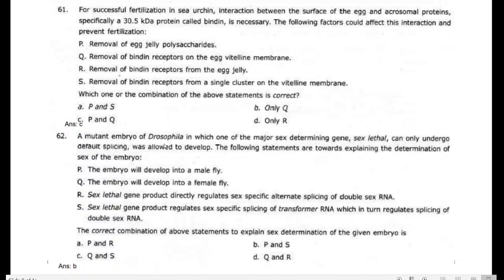The next question: a mutant embryo of Drosophila, in which one of the major sex determinant genes, Sex lethal, can only undergo the default splicing, was allowed to develop. The following statements are towards explaining the sex determination of the embryo. Which is the correct combination? P and S: the embryo will develop into a male fly, and the Sex lethal gene product directly regulates sex-specific alternative splicing of doublesex RNA. These are the reasons of P and R. Sorry, S is the answer: the Sex lethal gene product regulates sex-specific splicing of transformer RNA, which in turn regulates splicing of doublesex RNA. These are the correct combinations.